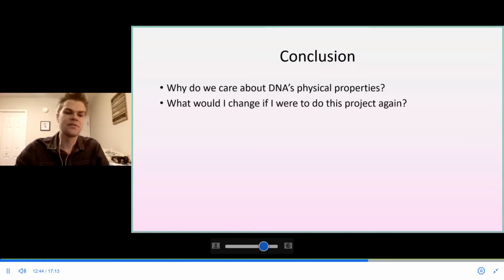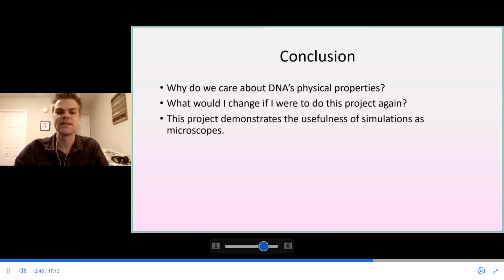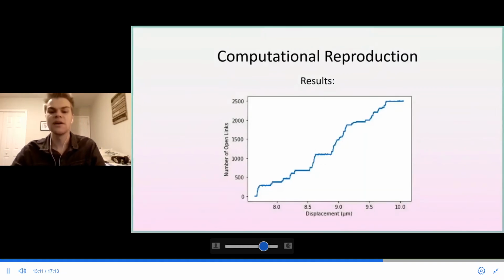And finally, I want to talk about the fact that this project demonstrates the usefulness of simulations as microscopes. So when Bockelmann originally interpreted his sawtooth results as being stick-slip motion, that was more of an inference. And by computationally reproducing this experiment, we can confirm that his suspicion about the cause of the sawtooth pattern is correct. Because if you look again at this alternate representation of our results, we can see that there are indeed alternating periods of static n versus rapidly increasing n. So this confirms Bockelmann's interpretation of stick-slip motion.